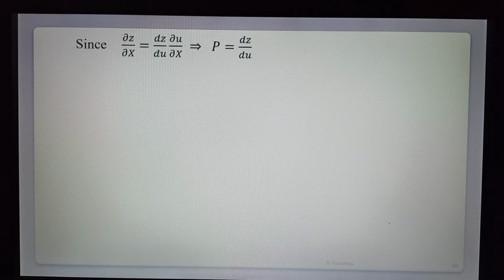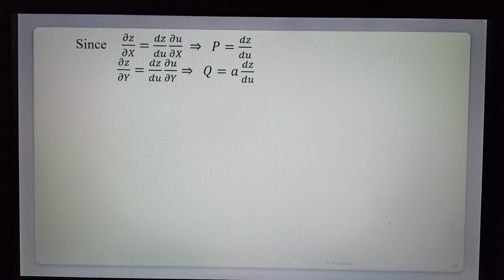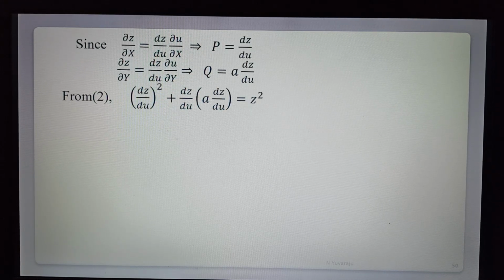So dou z by dou capital X is equal to dz by du into dou u by dou capital X, so capital P is equal to dz by du. And dou z by dou capital Y is equal to dz by du into dou u by dou capital Y, so capital Q is equal to a into dz by du. Substituting in equation 2, we get (dz by du) whole squared plus dz by du into a dz by du is equal to z squared. Now take (dz by du) whole squared common: 1 plus a, into (dz by du) whole squared, is equal to z squared.